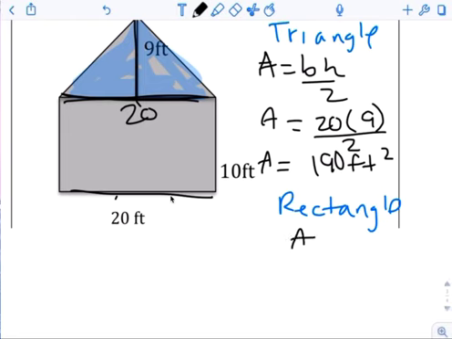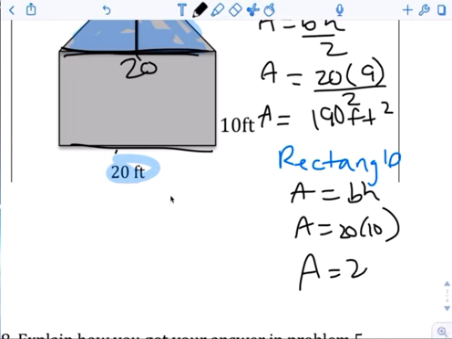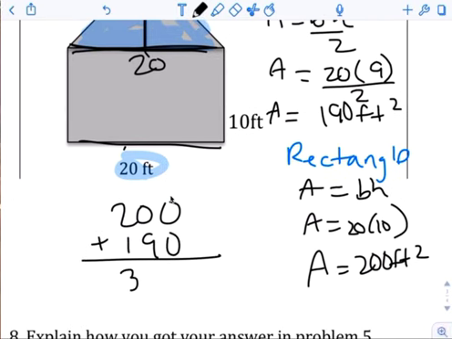Rectangle, area is base times height. The base is the bottom, which is 20. The height is 10. Area then is 200 feet squared. All shaded. 200 plus 190 equals 390 feet squared.